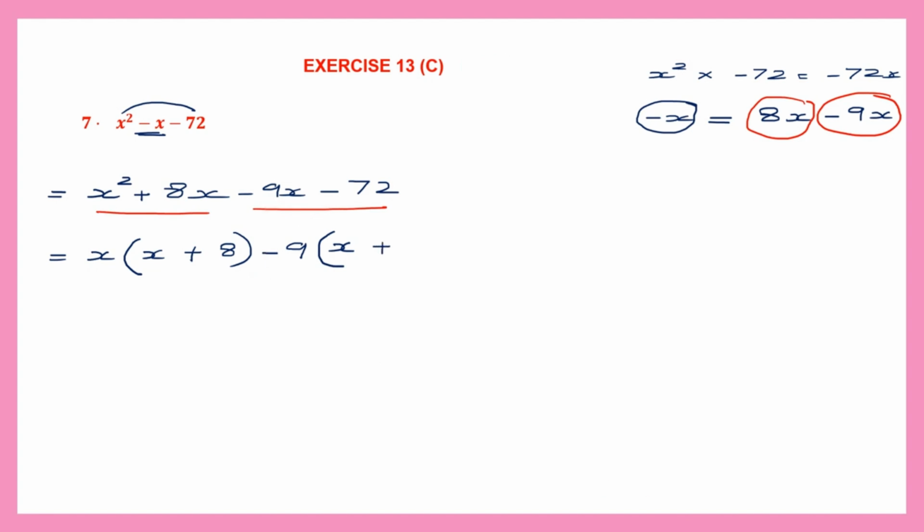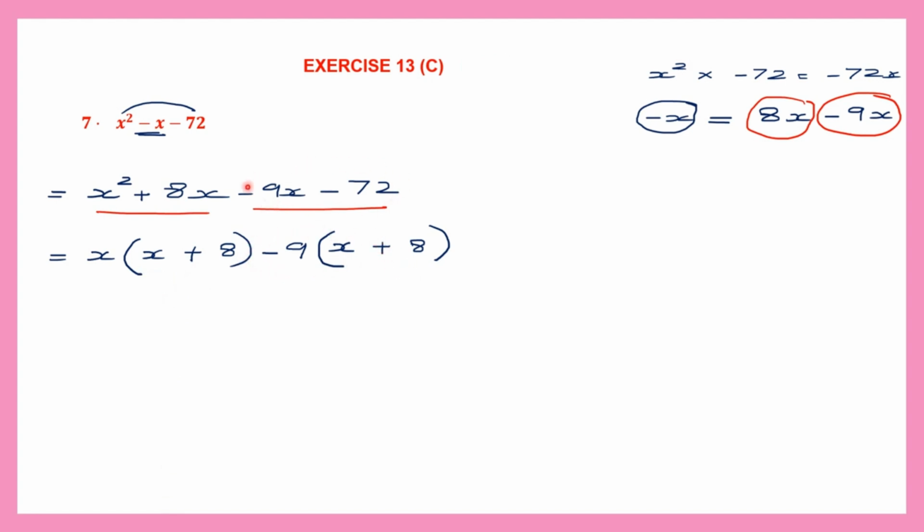So 9 into what will give me 72? 9 8s are 72. So I can put the 8 inside and close brackets. Remember, here I have x plus 8. Here also I need to get x plus 8. So we have to put a sign carefully.